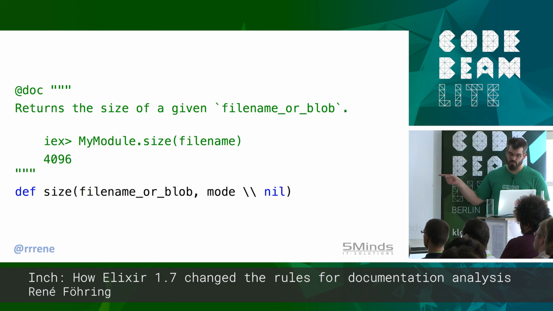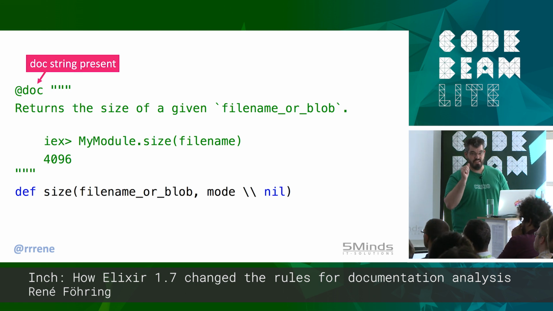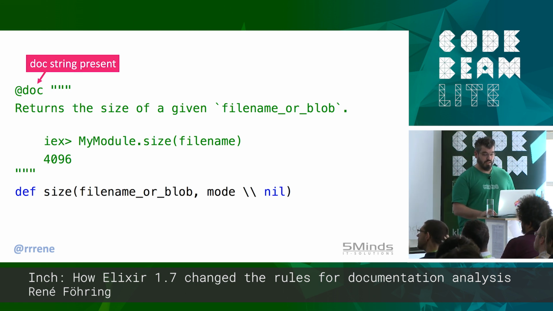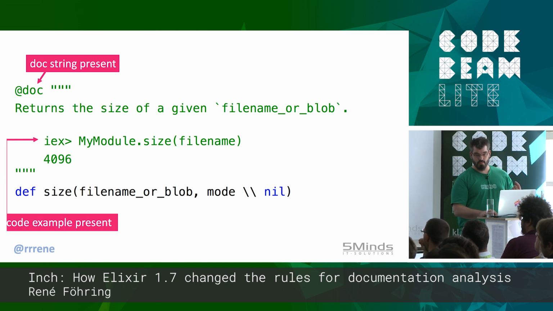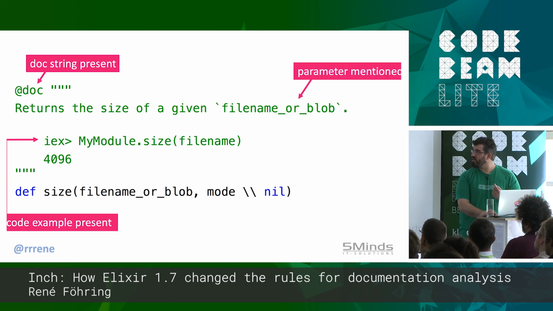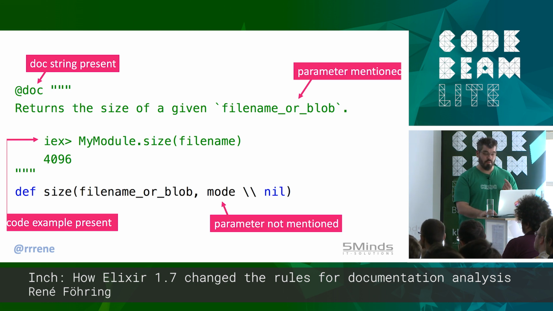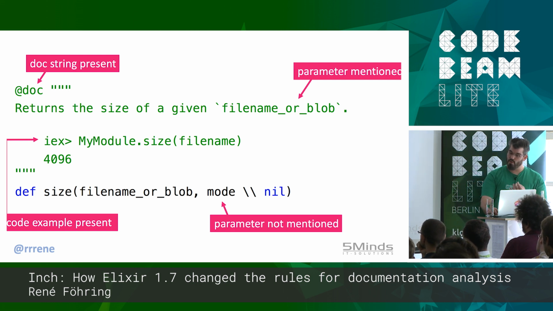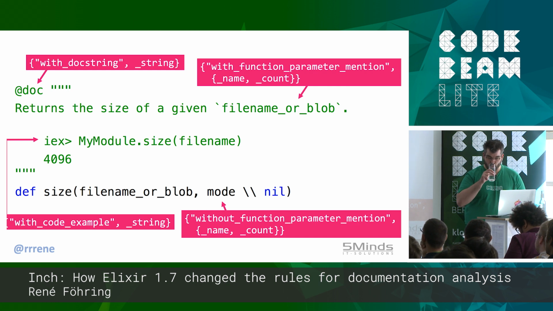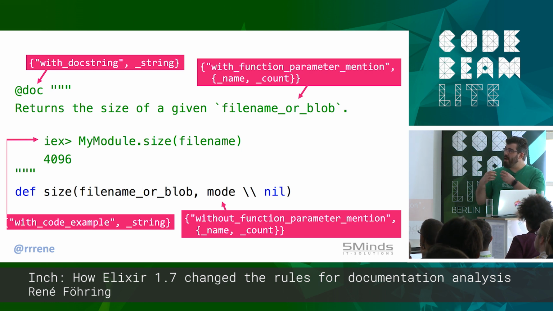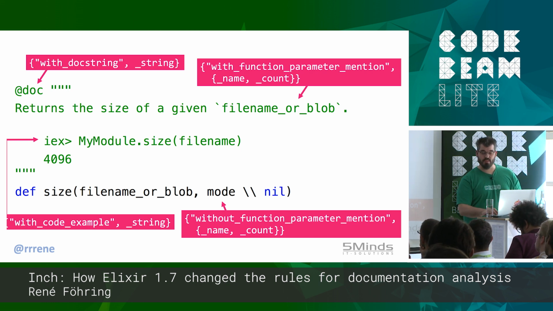This is our example from before. And the roles we would assign to this example are: it has a doc string present. It has also given a code example. One of the parameters is actually mentioned in the documentation and another one isn't. And the twist is we can express these roles, which the documentation for this function has, as tuples. And we can then match on these tuples when assigning scores.